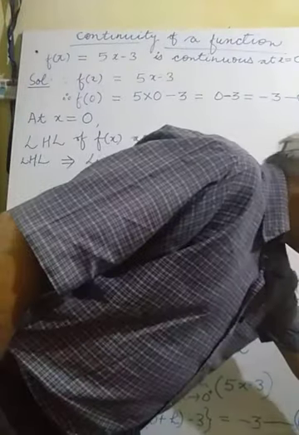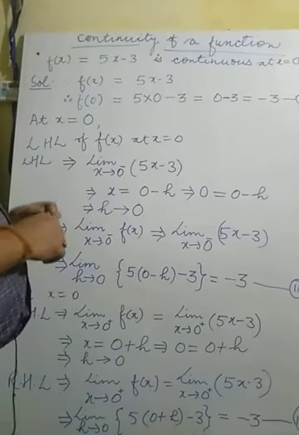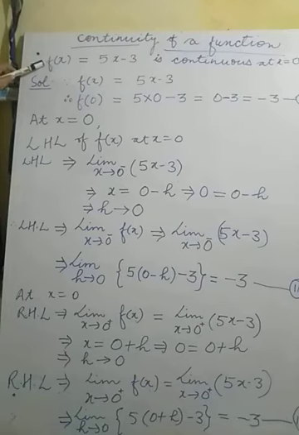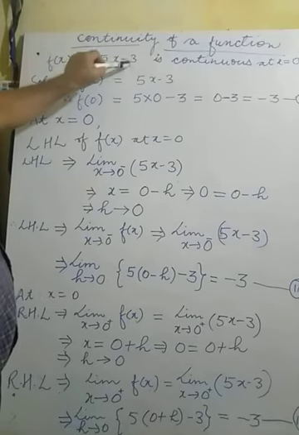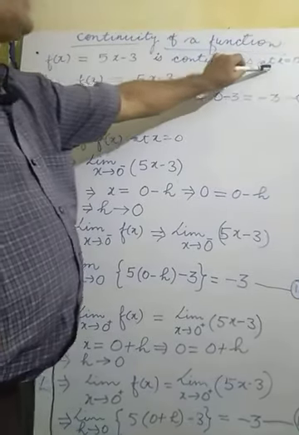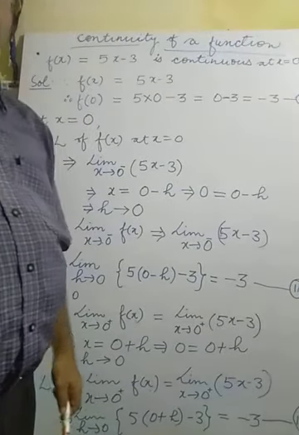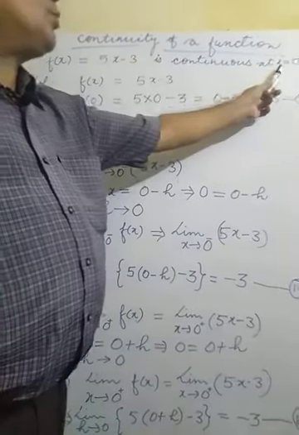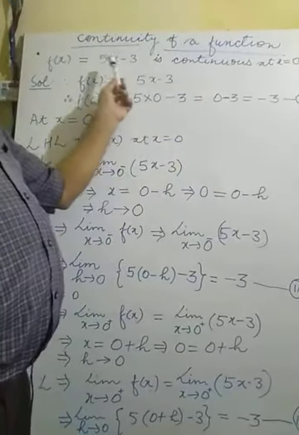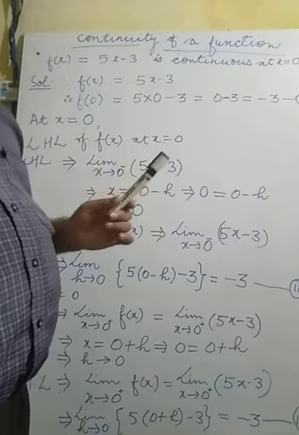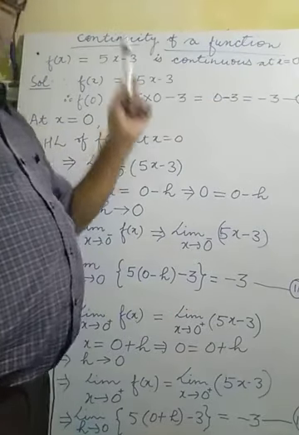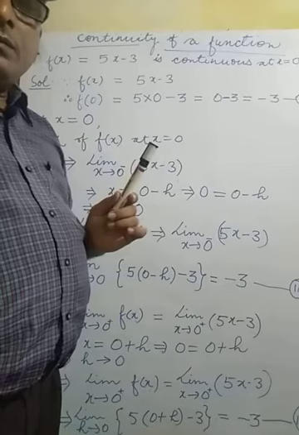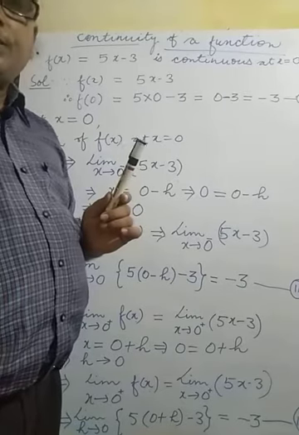Now you may observe here the function is given: f(x) equals 5x minus 3, and we have to check whether this function 5x minus 3 is continuous at x equal to 0. Here the point is given, x equal to 0. You have to check whether this function is continuous or discontinuous. Sometimes this value is not given, only the function is given. I will explain that type of question in the next lecture.